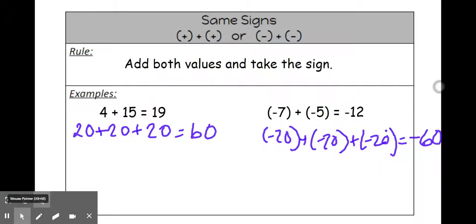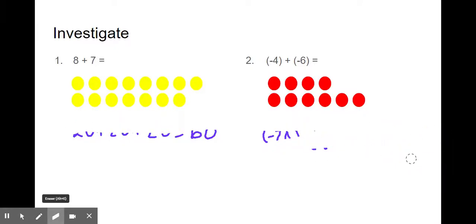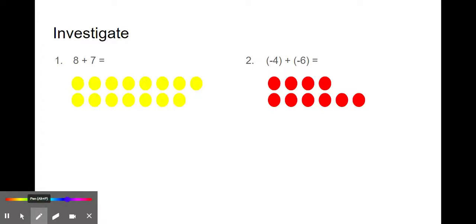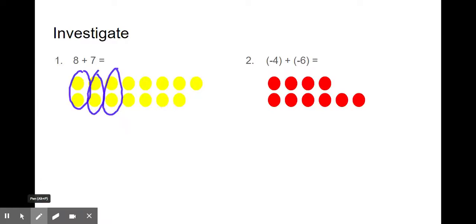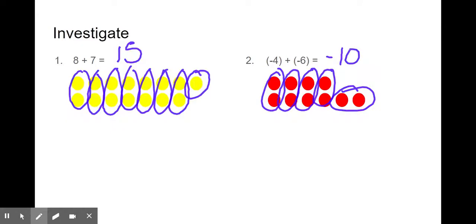So we're going to investigate this. On number 1, it says 8 plus 7. They are both positive numbers, therefore you have the same color counters. All you have to do is add those counters, and you would get 2, 4, 6, 8, 10, 12, 14, 15. So our answer is 15. And then the same with negatives. We have all the same color, therefore you can just add them up: 2, 4, 6, 8, 10, -10. Red is typically the color used for representing negatives, and yellow is the color used for representing positives.